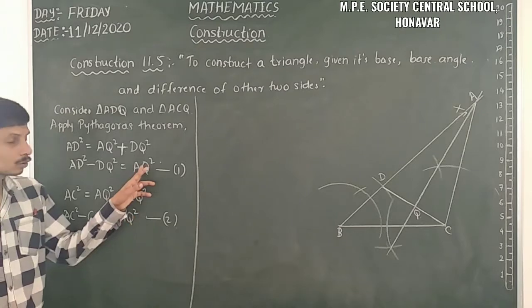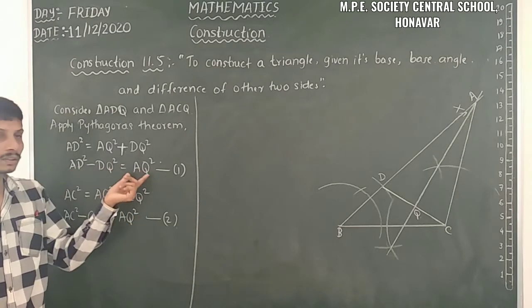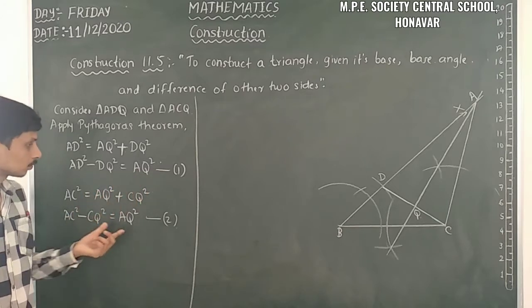So from equations 1 and 2, things which are equal to the same thing are equal to one another. This LHS is equal to the RHS, and this LHS is equal to the same RHS.